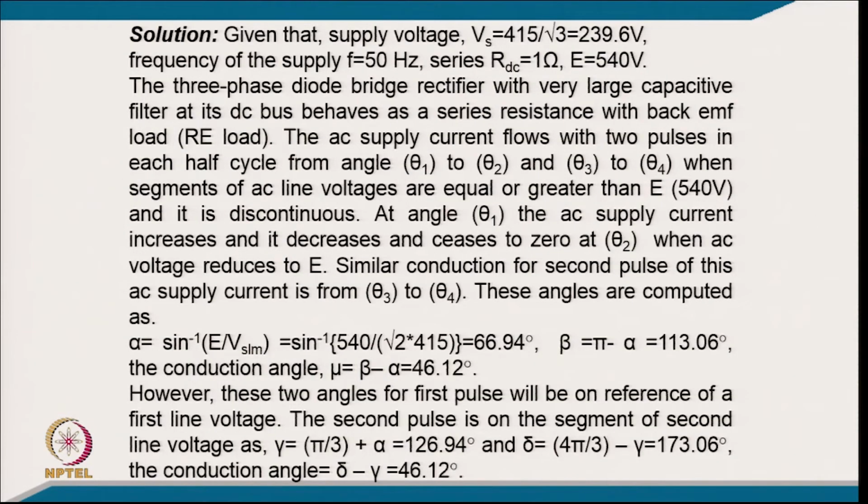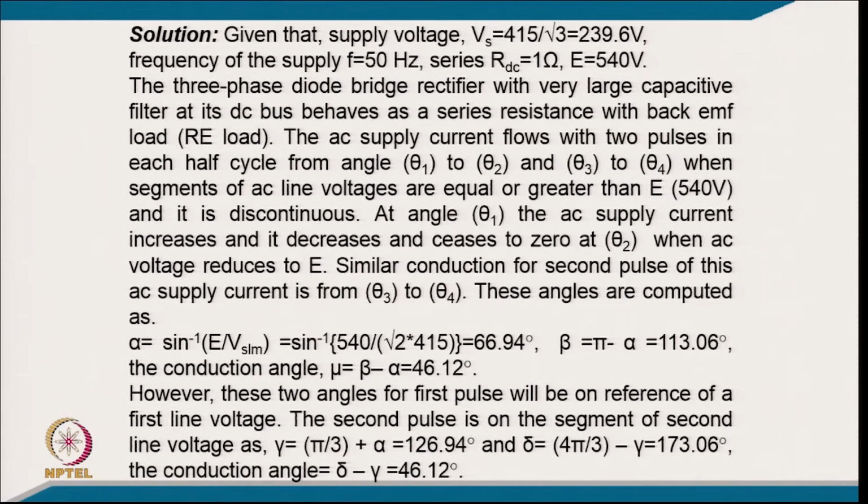Coming to the numerical part, we have a supply voltage of 415 by root 3 per phase, 239, and we have a 50 hertz supply. The resistance on the load side is 1 ohm, and the voltage typically on the DC side is 540 volt. So, a 3 phase diode rectifier with a very large capacitive filter at the DC bus behaves as a series resistance with back EMF, an RE load. So, the AC supply current flows through 2 pulses in each half cycle, from theta 1 to theta 2 and theta 3 to theta 4, when the segment of AC line voltage is equal to or greater than E, that is 540 volt, and is discontinuous.